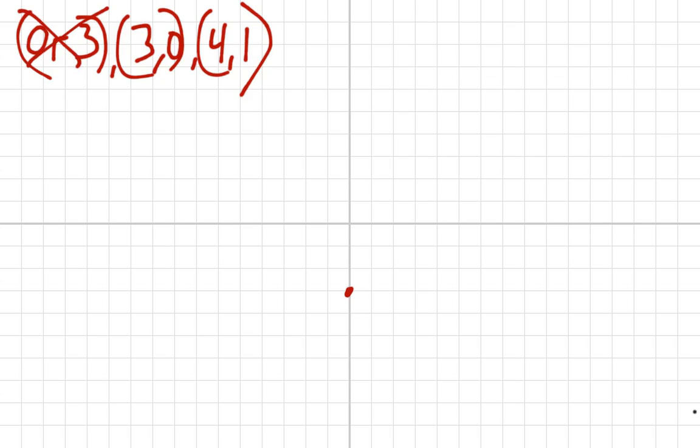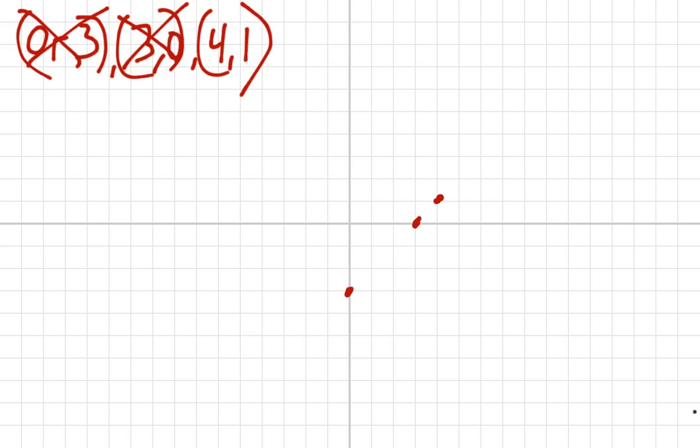So that one's done. 3, 0 means 1, 2, 3 to the right, up and down 0. So you get a point right there. That one's done. And my third one, 4, 1. 4 to the right, 1, 2, 3, 4, and up 1. And again, guys, notice that when I put my 3 points on this, they really are kind of lining up so that they form a straight line.